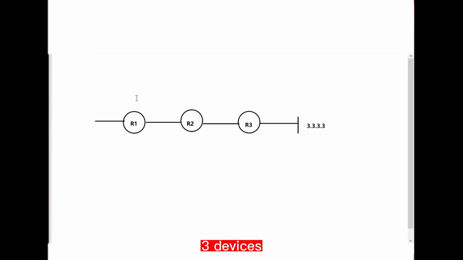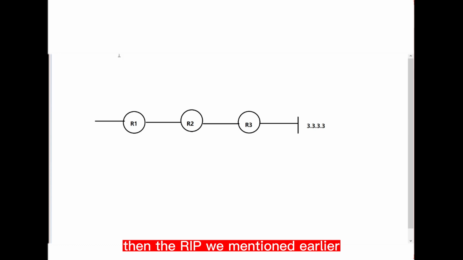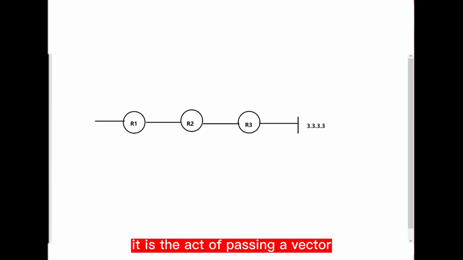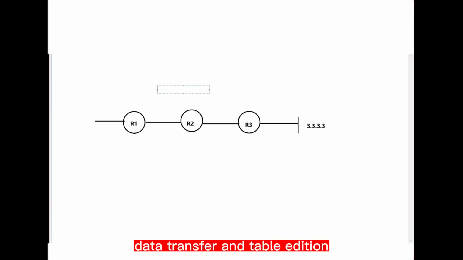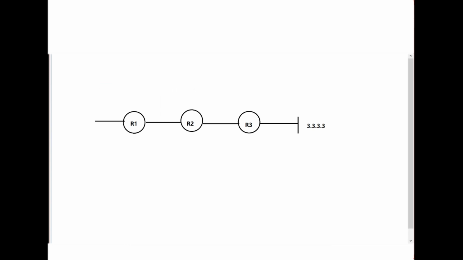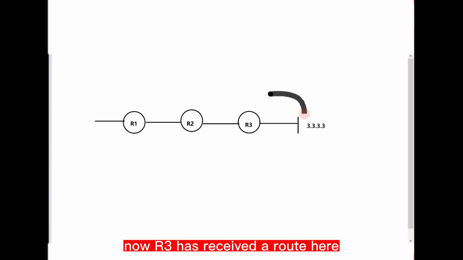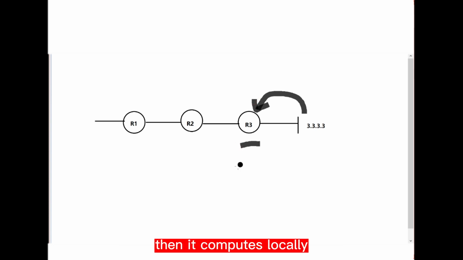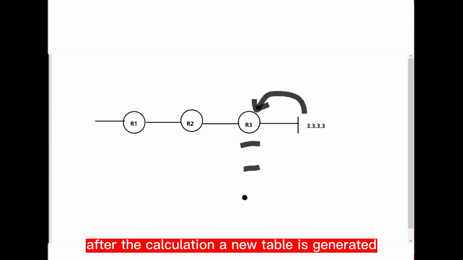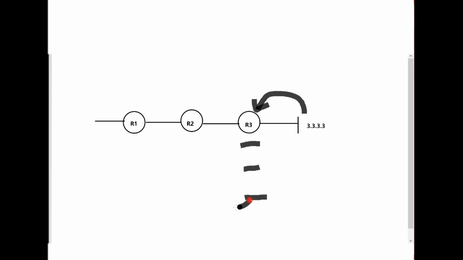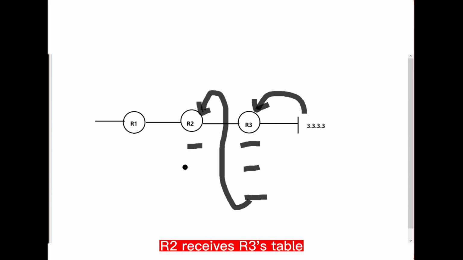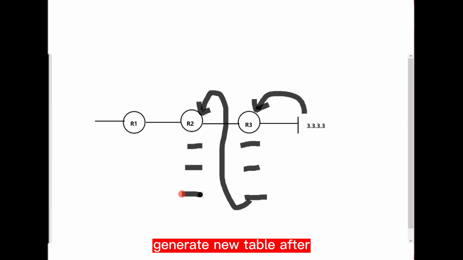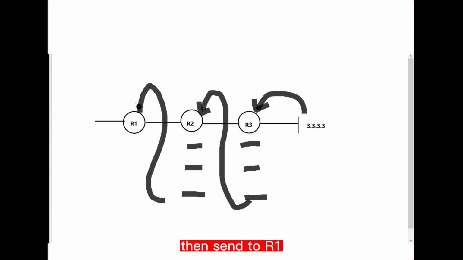3 devices. Then the RIP we mentioned earlier is the act of passing a vector. Data transfer and table addition. For example, now R3 has received a route here. Then it computes locally. After the calculation, a new table is generated. Then it sends this new table. R2 receives R3's table and also starts calculating. It generates a new table and then sends it to R1.